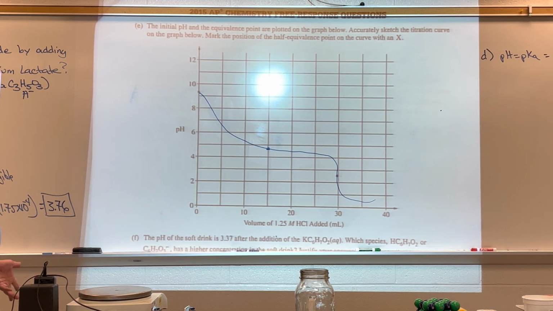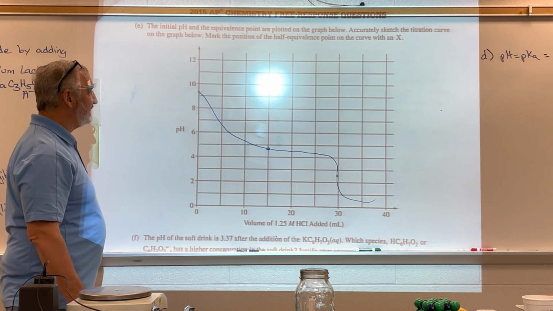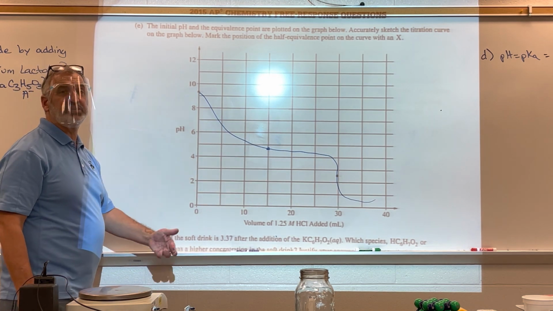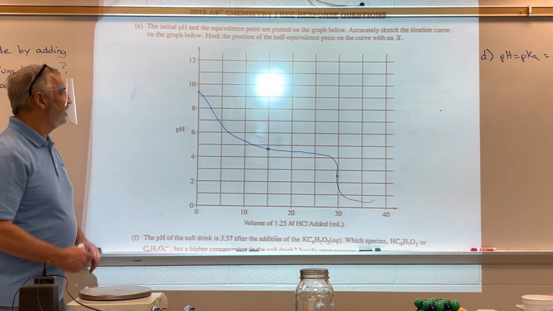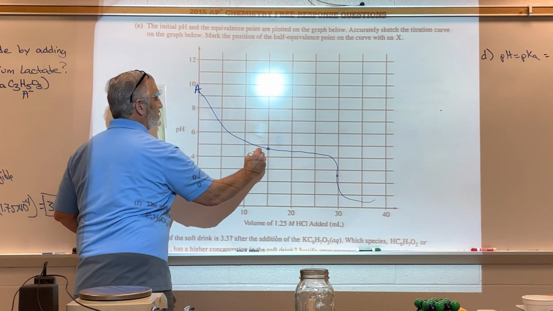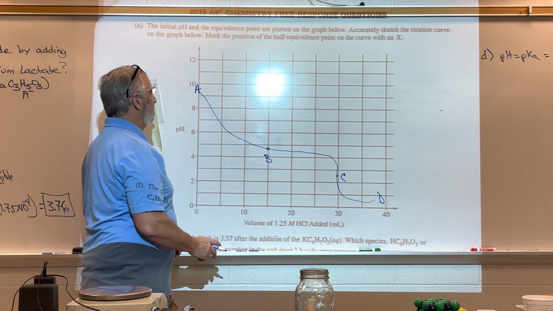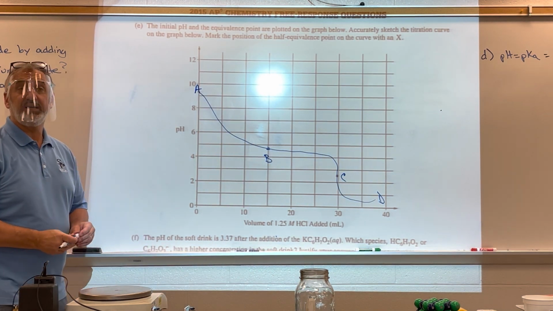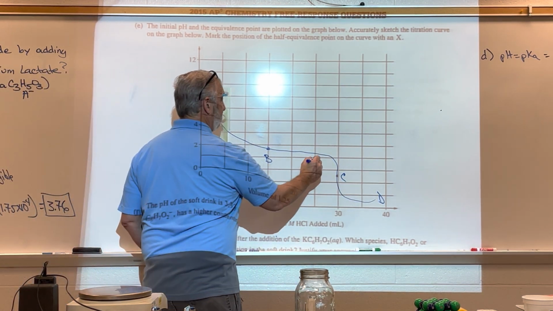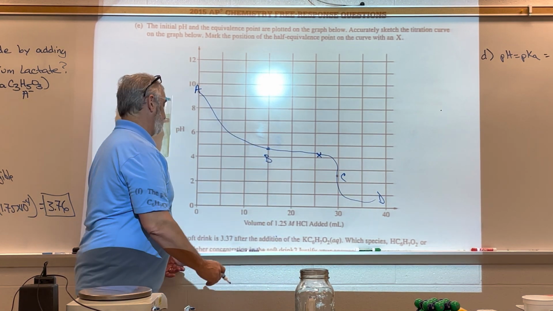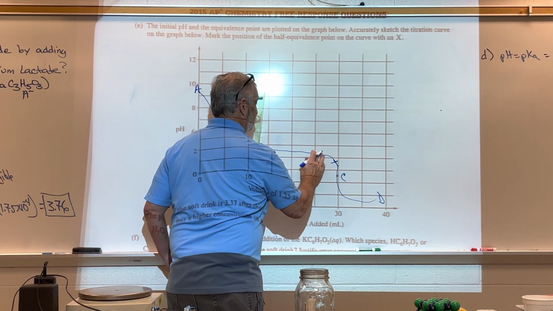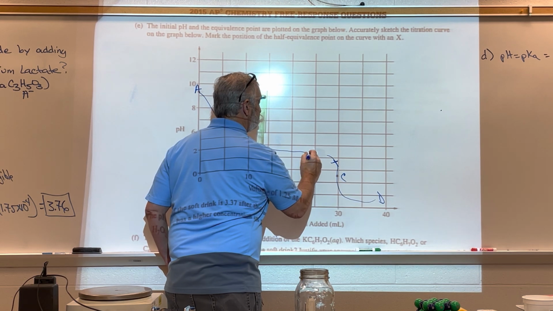So then F, the pH of the soft drink is 3.37 after it's been added. So 3.37 is where on our titration curve? If this is point A, point B, point C, point D, it's between B and C, right? It's somewhere over here, actually it's down here. Which one's going to be in greater concentration?